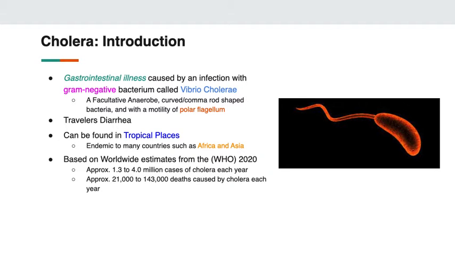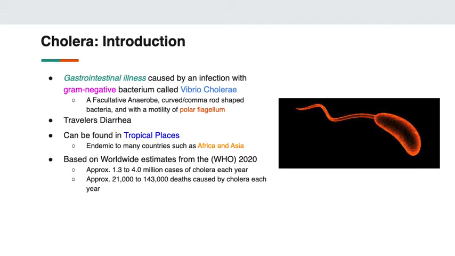Cholera is a gastrointestinal illness which affects your stomach and your normal flora. It is caused by an infection with a gram-negative bacteria called Vibrio cholerae. It is a facultative anaerobe, curved or comma-shaped bacteria with motility from a polar flagellum.